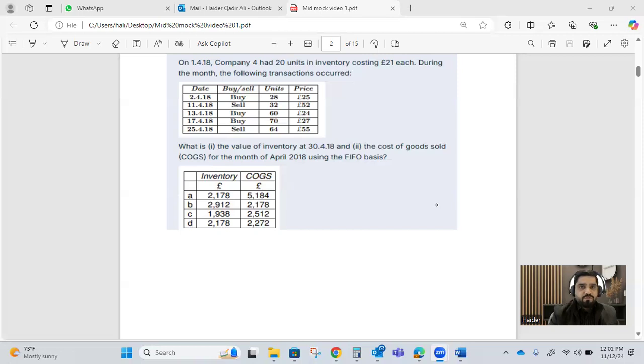They're asking what is the value of closing inventory and the cost of goods sold for the month of April 2018 using the FIFO costing method. So here we have to make this arrangement first. Initially, we have 20 units at the rate of £21 each, and then we bought 28 units at the rate of £25 each. Just ignore the sale for now, I'm just making a sequence of purchases. Then we bought 60 units at the rate of 24 each, and then 70 units at the rate of 27 each. The last transaction was issuance of stock from the store to the selling department.